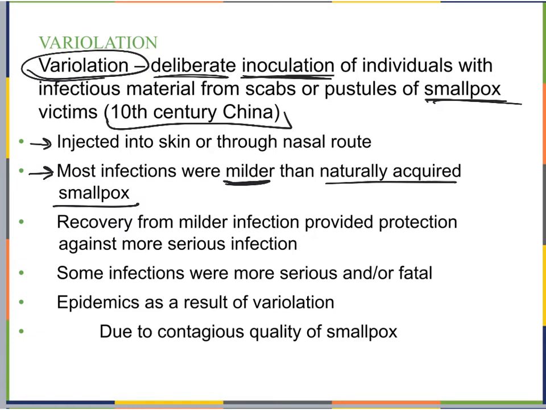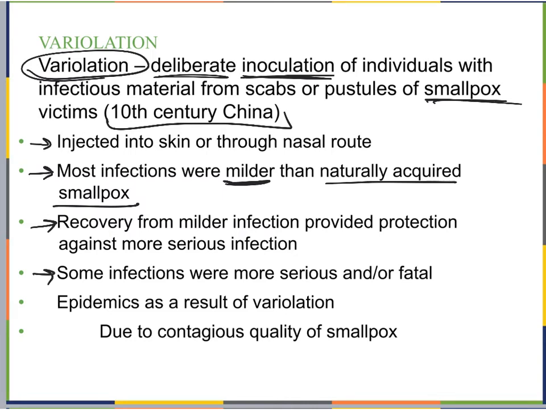But then they noticed that if they purposely infected people with material from the other person, they were able to recover. It was more of a mild infection, and their recovery from this mild infection made them protected. So they were more protected from being around people that had smallpox. They were able to provide this milder infection of smallpox. The person would recover, and then they could go work with people that were sick with smallpox and help them to get better, and they did not get sick again.